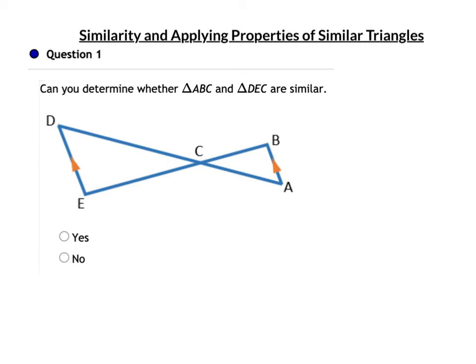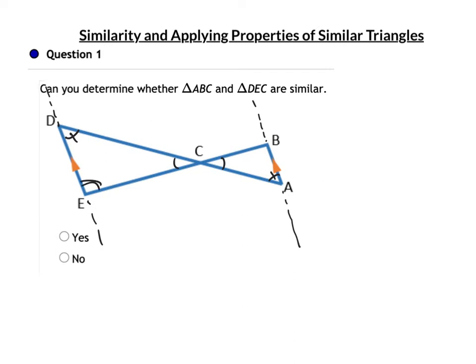Question 1. Can you determine whether triangle ABC and triangle DEC are similar? Well, I do have vertical angles here. That's helpful. Look at the parallel lines. Angle D and angle A are alternate interior. They're between the two parallel lines. You have to use your imagination here. These lines continue, and AD is a transversal, and those two angles are on alternate sides of the transversal.